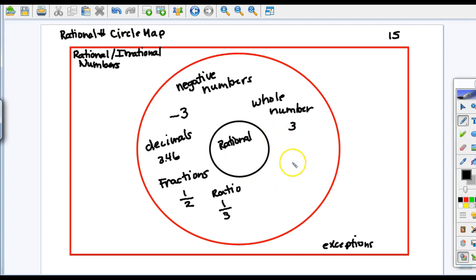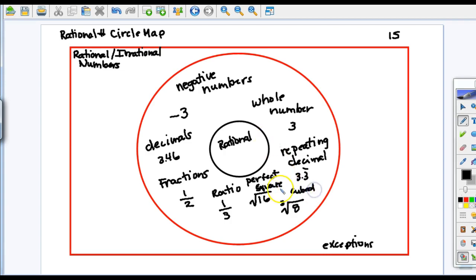What else can we put in here? Negative numbers, whole numbers, decimals, fractions. Oh, repeating decimals, right? So any repeating decimal, .3 with a bar over it. What about a perfect square? How about the square root of 16? That would be a rational number. Square root of 16 is 4, right? How about a cube root? Let's say the cube root of 8. Okay. Perfect cube and perfect square. Go ahead and push pause and throw some more examples into your inner circle here and see what you come up with.